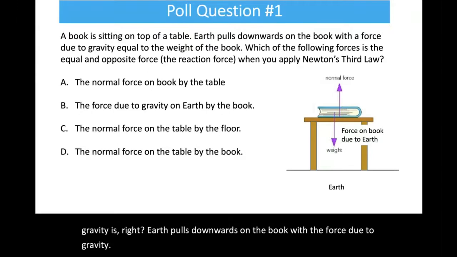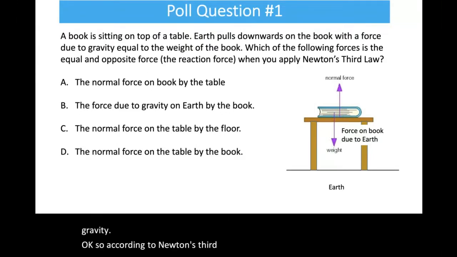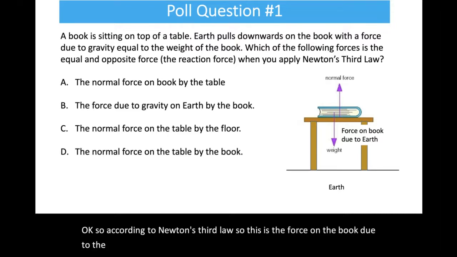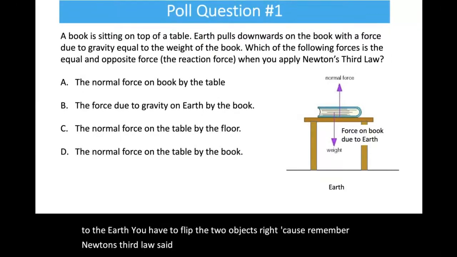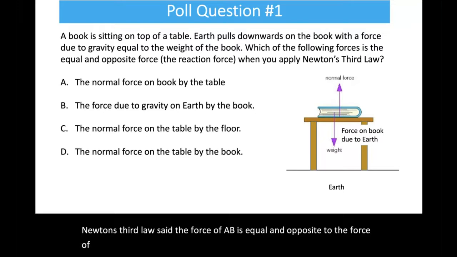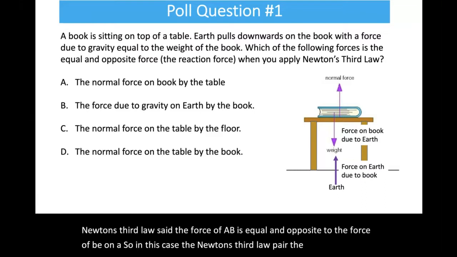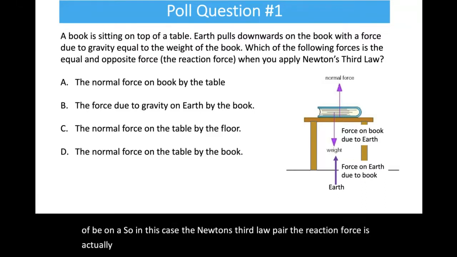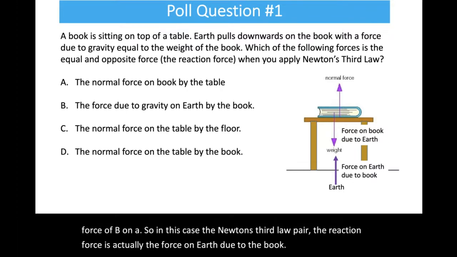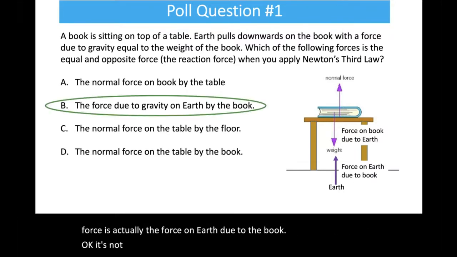According to Newton's third law, if this is the force on the book due to the Earth, you have to flip the two objects. Remember, Newton's third law says the force of A on B is equal and opposite to the force of B on A. So in this case, the Newton's third law pair, the reaction force, is actually the force on the Earth due to the book. It's not actually the normal force.